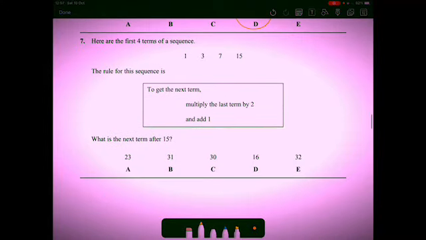Question 7. Here are the first 4 terms of a sequence. The rule for this sequence is to get to the next term, multiply the last term by 2, and then add 1. So 1 times 2 is 2, then add 1 gets us to 3. 3 times 2 is 6, plus 1 gets us to 7. 7 times 2 is 14, then add 1 gets us to 15. 15 times 2 is 30, plus 1, so we're looking for 31.